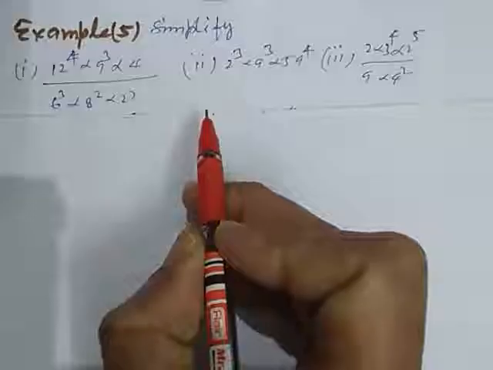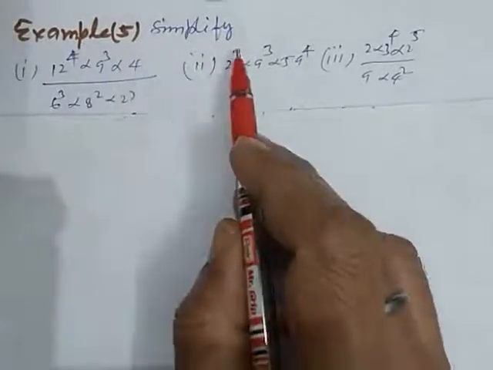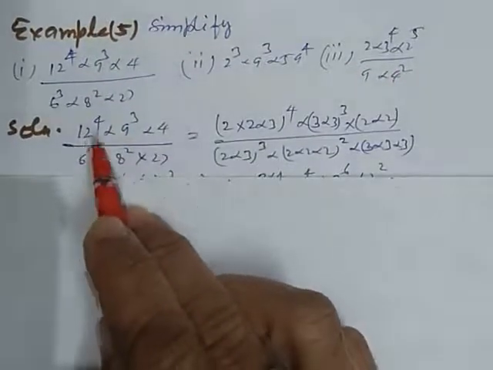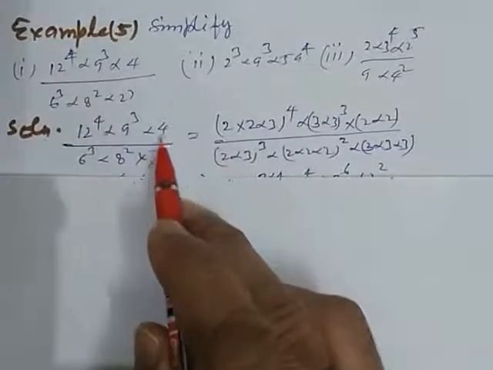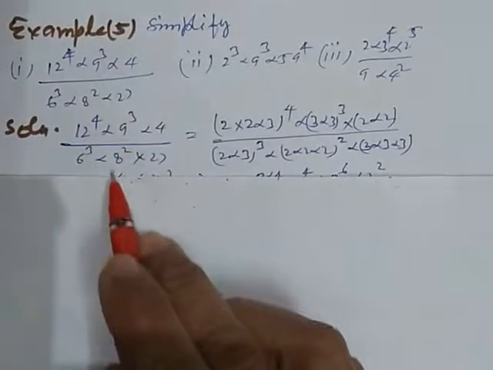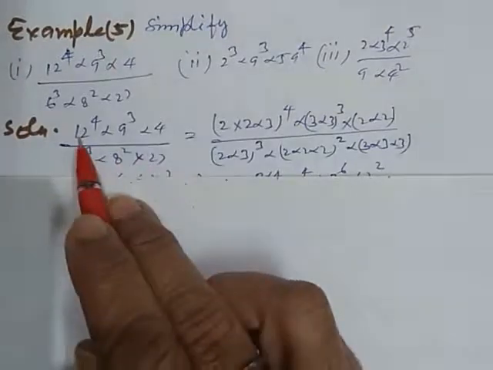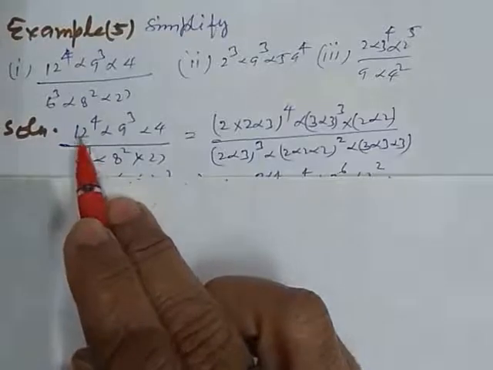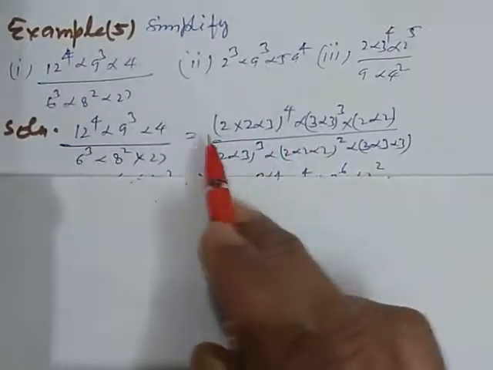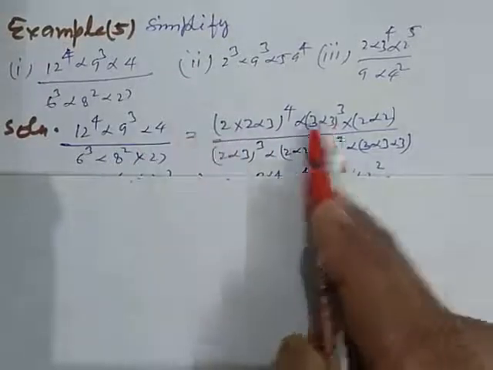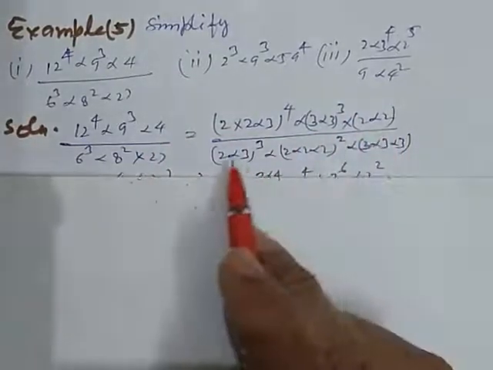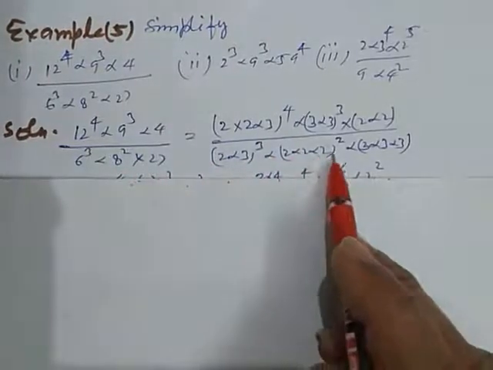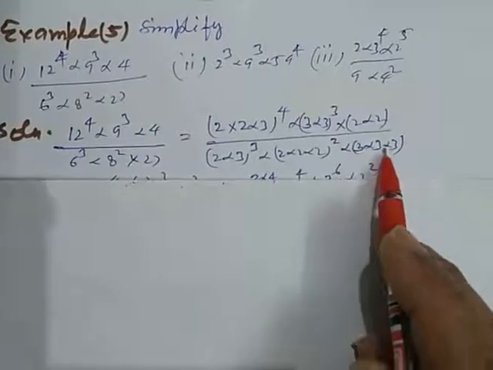Okay. Now we take example 5. Simplify these. First we take the first part. 12 power 4 into 9 raised to the power 3 into 4, 6 raised to the power 3 into 8 raised to the power 2 into 27. First we express this by factorization. So 12's factors are (2 into 2 into 3) whole power 4, 9 as (3 into 3) whole power 3, 4 as 2 into 2. Now this 6 as (2 into 3) whole power 3, this 8 as (2 into 2 into 2) whole power 4, this 27 as 3 into 3 into 3.